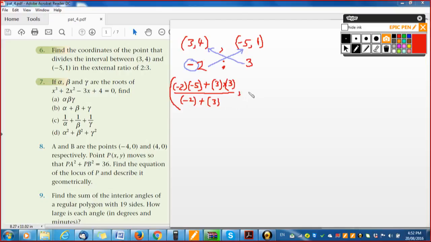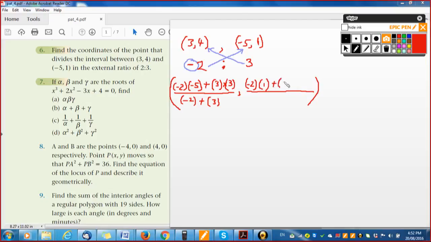What do you think we do for the y over here? -2 times 1. Beautiful. You do the same thing but with the y-coordinates. So -2 times 1, plus, and then 3 times 4, all over -2 plus 3. Good, so let's work this out.